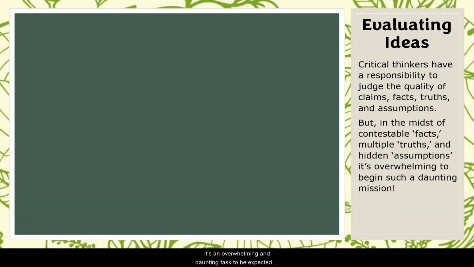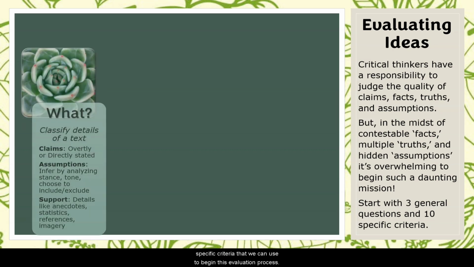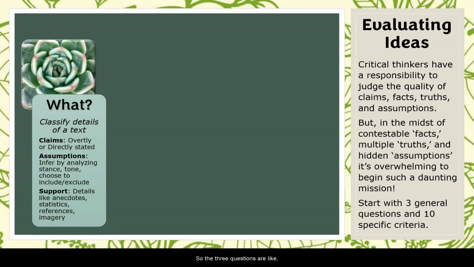It's an overwhelming and daunting task to be expected to always be thinking deeply, thinking critically, using criteria to judge the value of information. So today's lesson will introduce 3 general questions, and then we'll get into 10 specific criteria that we can use to begin this evaluation process. So the 3 questions are like what, why, and how.